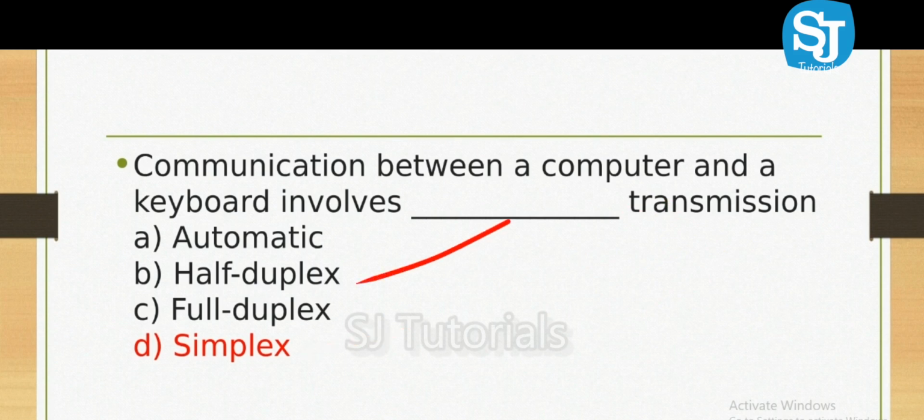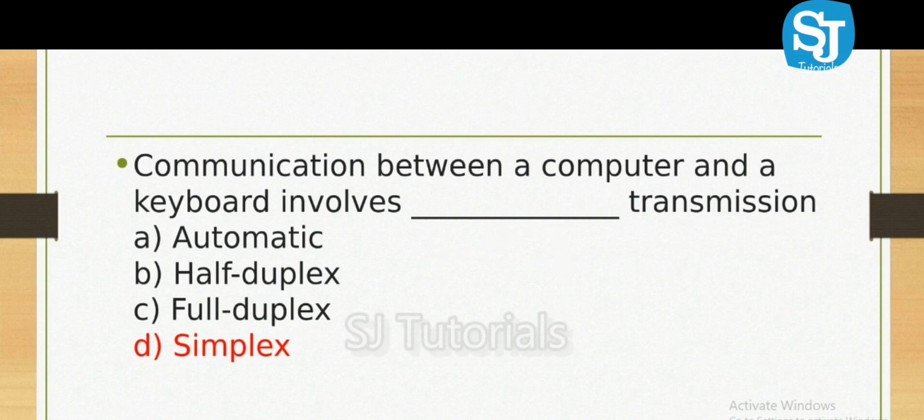In half duplex, we can transfer data in both directions but not simultaneously. In full duplex, we can send data in both directions simultaneously, at the same time. Simplex is only one direction of data transferring.